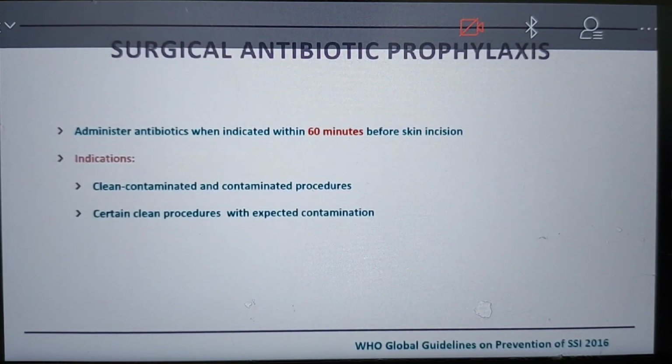So for surgical antibiotic prophylaxis, we need to administer antibiotic when indicated within 60 minutes or 1 hour before skin incision. So what is the indication of antibiotic prophylaxis? The indication is for clean contaminated and contaminated procedures, and certain clean procedures with expected contamination.